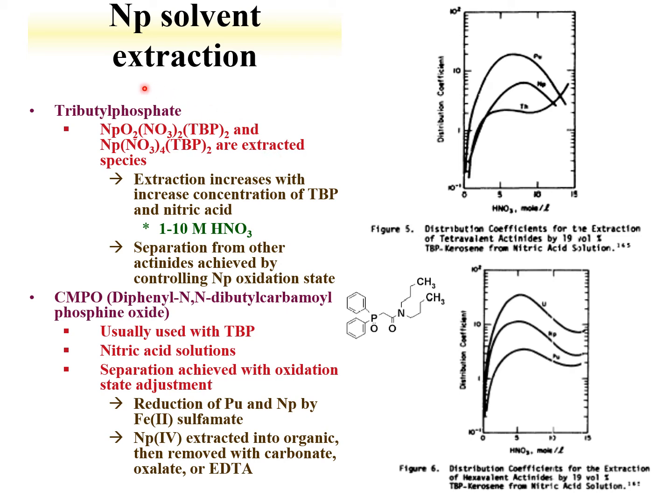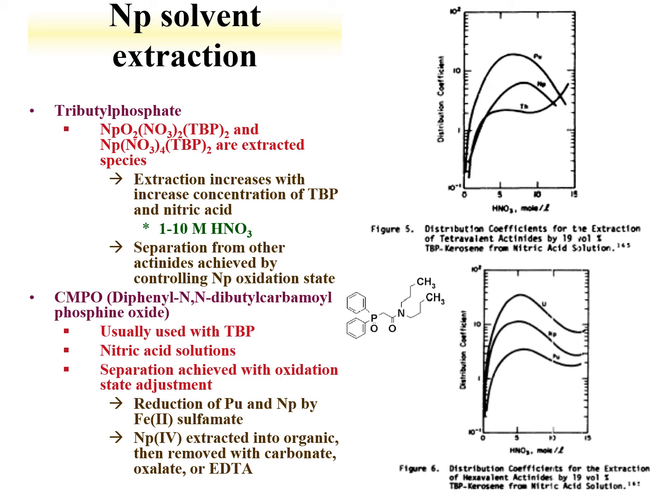We've already discussed the solvent extraction based methods using tributyl phosphate, where, very similar to the uranium, we get the neptunium-6 2-nitrate tributyl phosphate, and as we'll see with plutonium, the neptunium-4 with 4-nitrate tributyl phosphate system extracted. Data is shown here for the extraction of tetravalent neptunium and hexavalent neptunium.